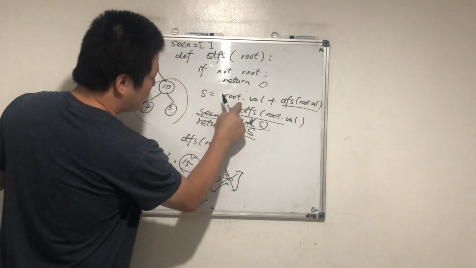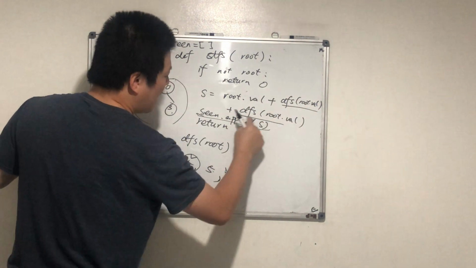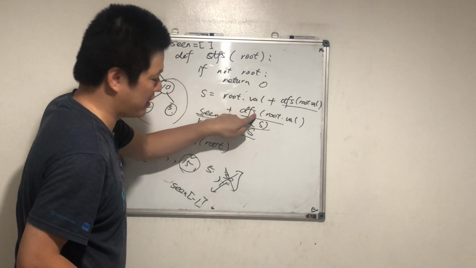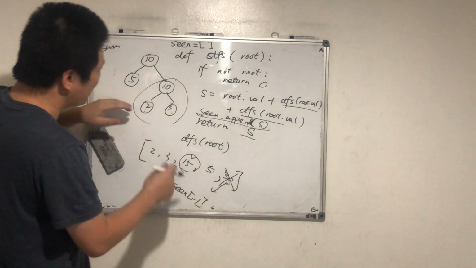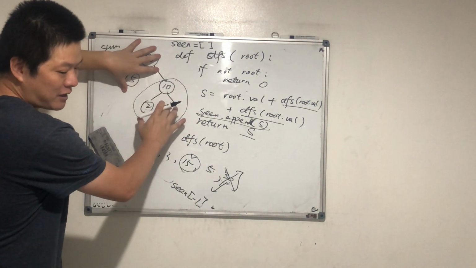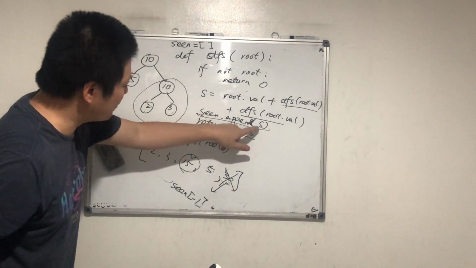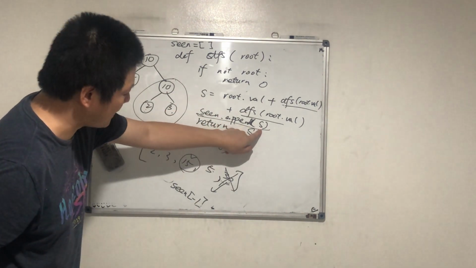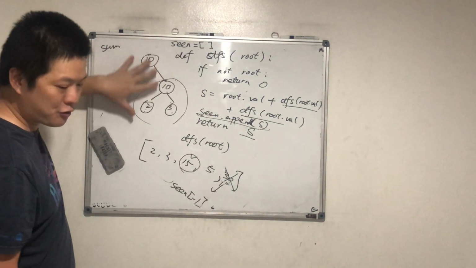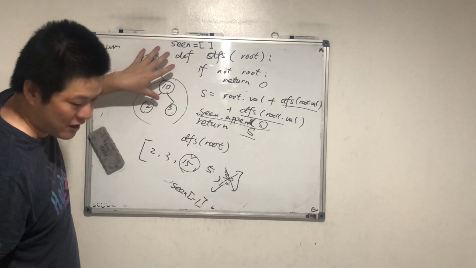That's why, look, S equals root value plus the sum of the left tree plus the sum of the right tree. You need the whole subtree. You cannot just pick these two and ignore the right subtree, right? Because it's there. And then we append all the possible subtree sums into S. And the last one is the sum of every node.